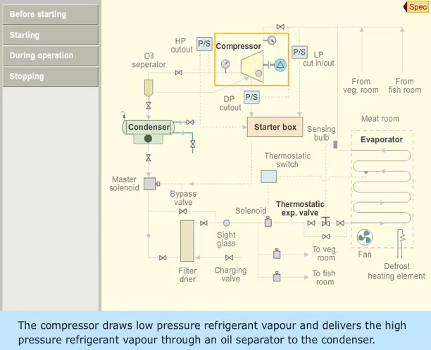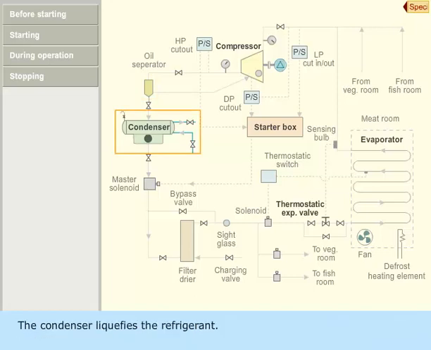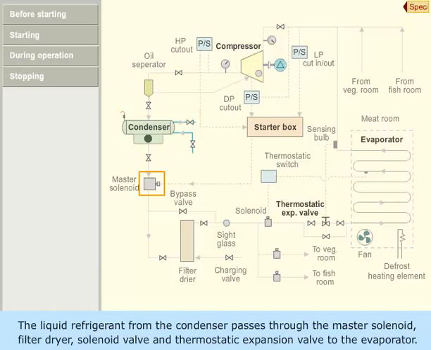The compressor draws low-pressure refrigerant vapor and delivers the high-pressure refrigerant vapor through an oil separator to the condenser. The condenser liquefies the refrigerant. The liquid refrigerant from the condenser passes through the master solenoid, filter dryer, solenoid valve, and thermostatic expansion valve to the evaporator.